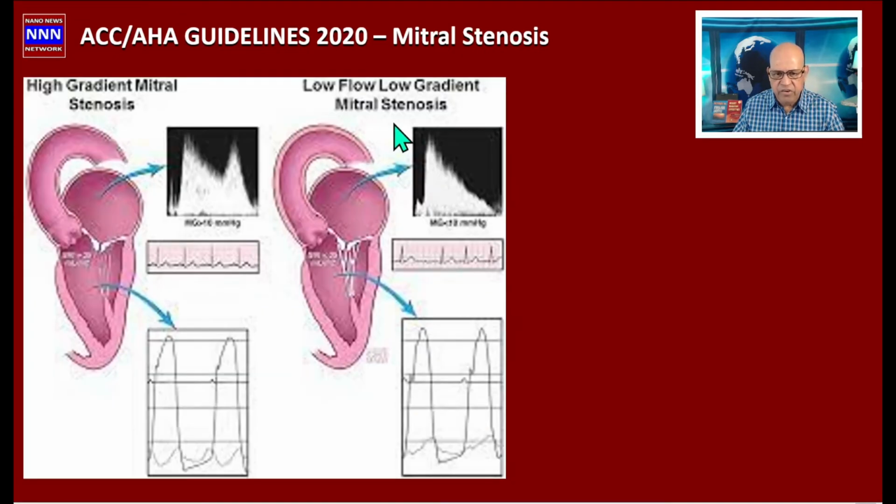And I just mentioned to you about low gradient mitral stenosis, which can happen in patients with atrial fibrillation or a grossly dilated left atrium. It's a totally different scenario, but it's important to keep in mind.